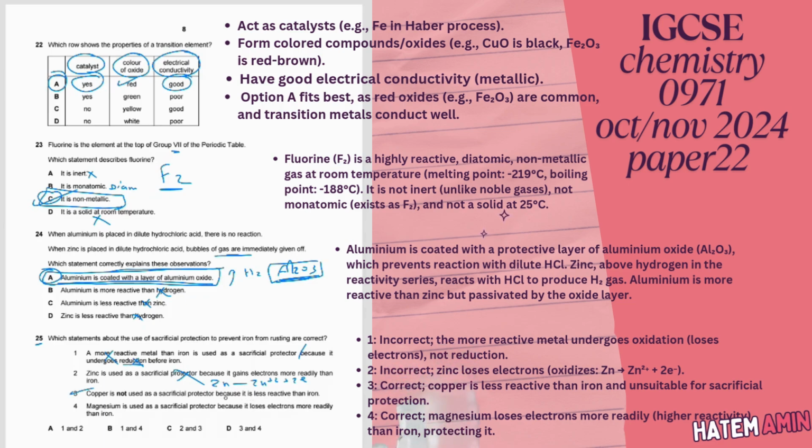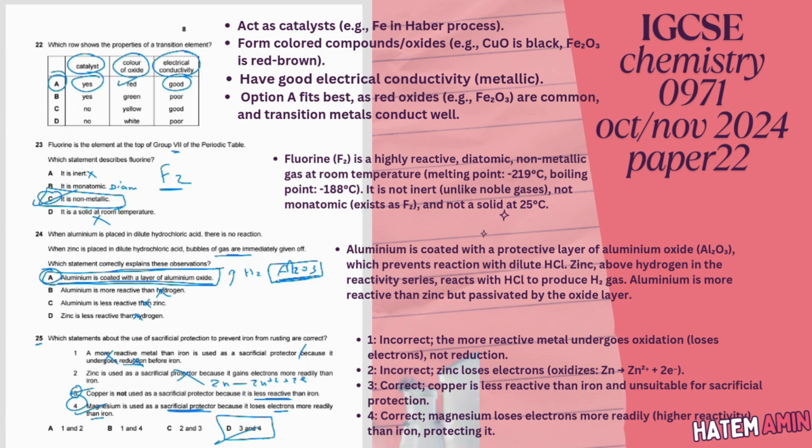Of course, copper is less reactive than iron, so we cannot use it as a protector for iron. Magnesium is used as a sacrificial protector, of course, because it loses electrons more readily than iron. Yeah, of course. So 3 and 4, both of them are correct. So which option here? 3 and 4, D. So the option D is the correct answer, which tells us copper is not used as a sacrificial protector because it's less reactive, according to the reactivity series, than iron.